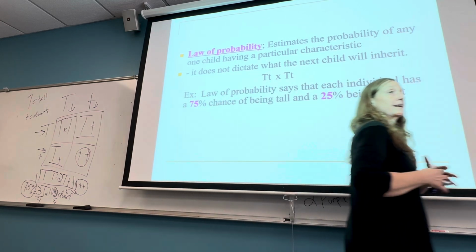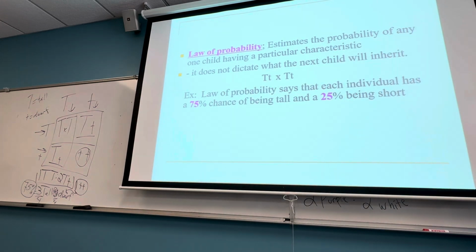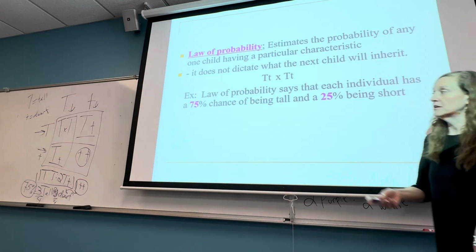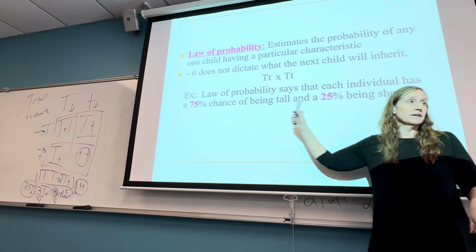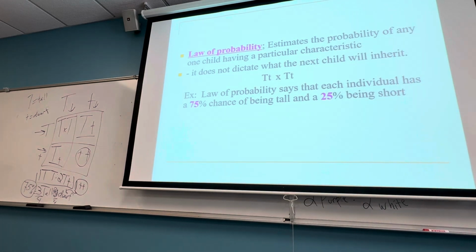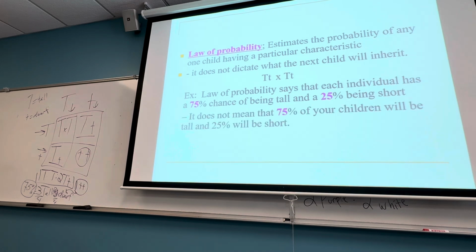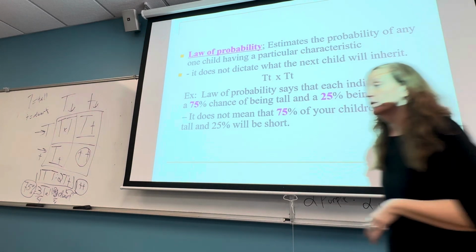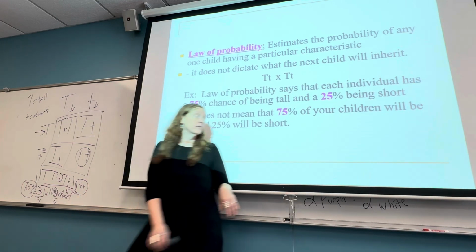As the number of offspring increases in size, so if you have 3, they could all be short, they could all be tall, it could be a mix. If you have, let's say, 100 offspring, your ratio will probably be closer to 75 to 25%. If you have 1,000, it will definitely be closer. Will it be exactly? No. So just to point out what this law of probability means: each individual has a 75% chance of being tall and a 25% chance of being short or dwarf.